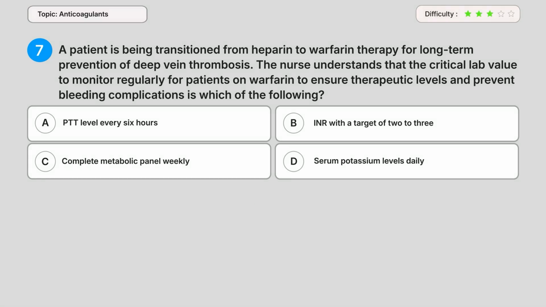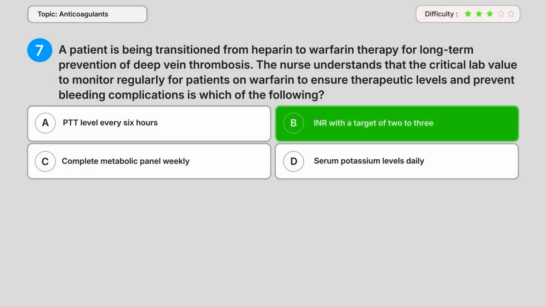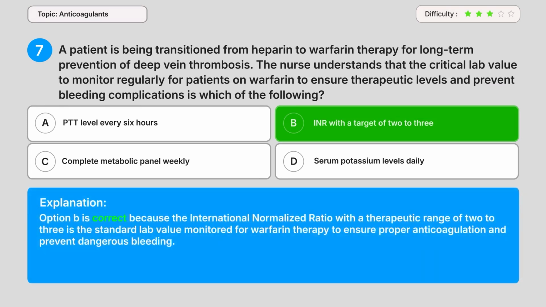Correct answer, B. INR with a target of 2 to 3. Explanation. Option B is correct because the international normalized ratio with a therapeutic range of 2 to 3 is the standard lab value monitored for warfarin therapy to ensure proper anticoagulation and prevent dangerous bleeding.